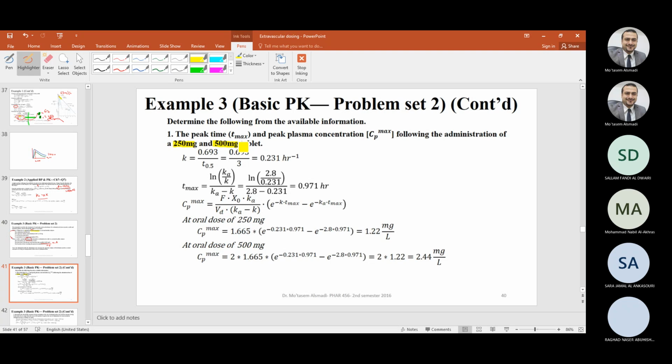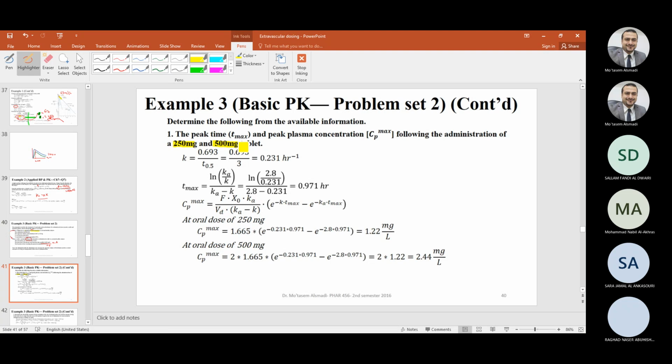The Cp max, this is the relation for the Cp max, right? Again, we are asked to get the Cp max after two doses. And if I change the dose from 250 to 500, we agreed that the Tmax will be the same, right? So we can use the same Tmax for the two dose strengths. So Cp max is equal to F X0 multiplied by Ka over Vd, divided by Ka minus K, times e to the minus K Tmax minus e to the minus Ka Tmax.